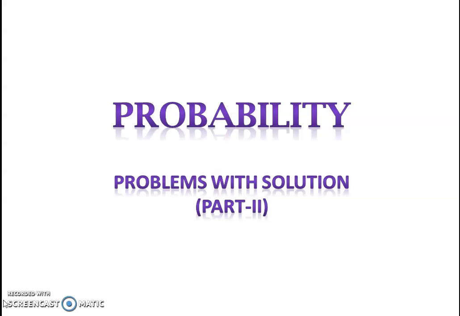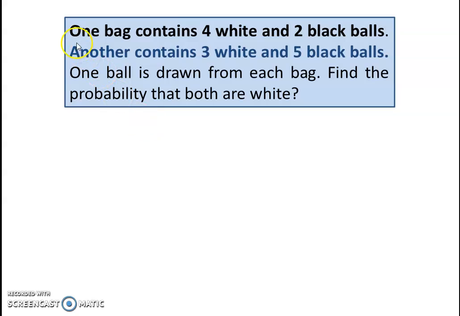In this video, we will solve more problems based on probability. So let's begin today's video. First question is, one bag contains 4 white, 2 black balls. Another contains 3 white and 5 black balls. One ball is drawn from each bag. Find the probability that both are white.